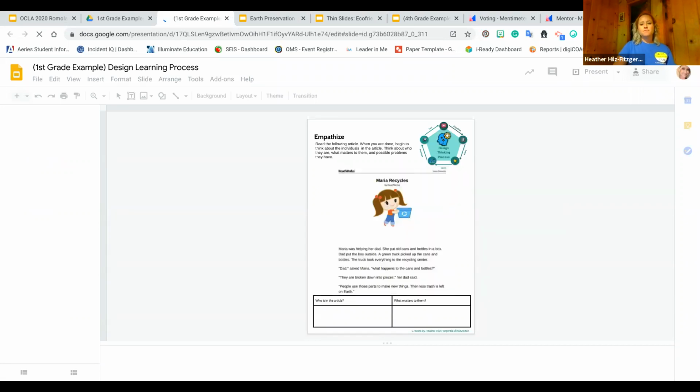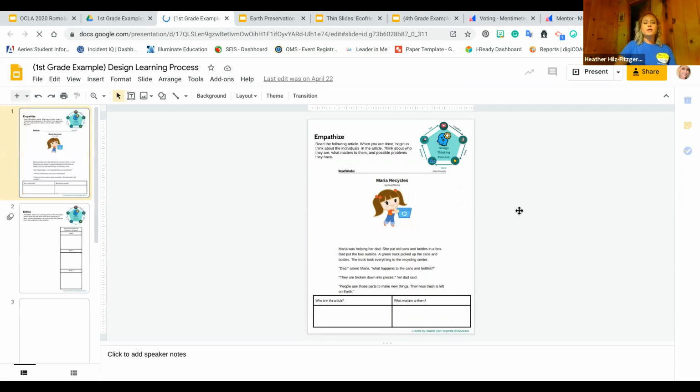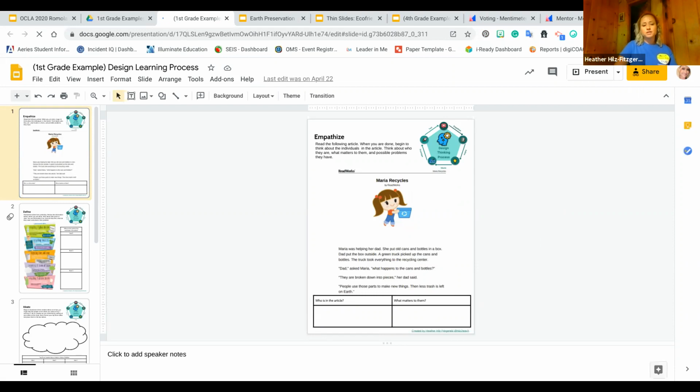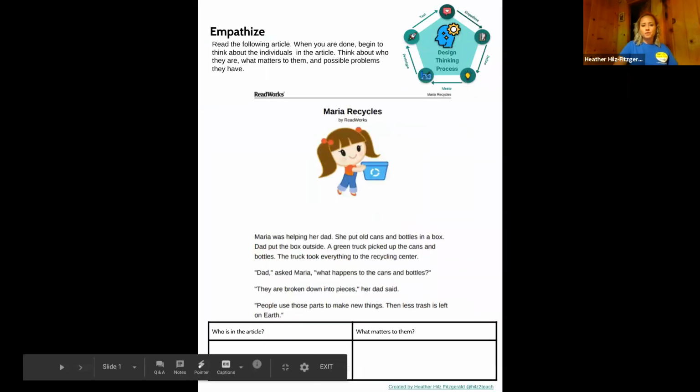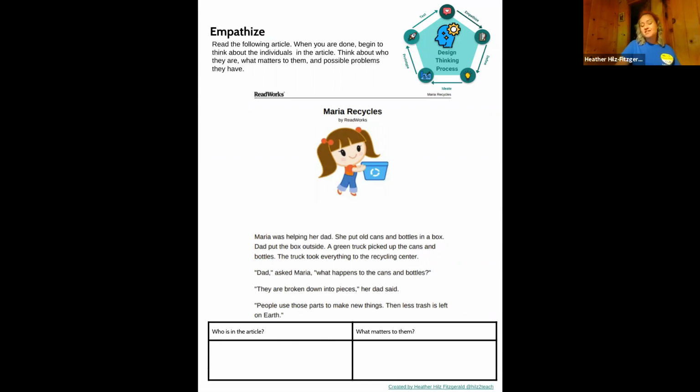So very simple. A lot of times I would pull from ReadWorks for our littles, because obviously we need to make sure that the level of reading is attainable to our students. And I really think that utilizing imagery and icons to prompt your students into what they should be doing is beneficial, which at this point I would definitely modify in the future if I were working with a first grade group. So for example, where it says who's in the article and what matters to them, using little icons consistently would allow them to know what the prompt is.